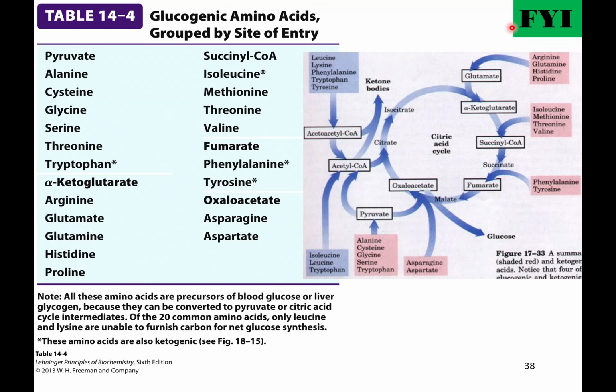This is just a little preview of the citric acid cycle. You don't need to know any of this yet, but this shows the different amino acids that can be fed into the citric acid cycle at given points. And we all know oxaloacetate. If you can convert any of these into oxaloacetate, oxaloacetate can then go into gluconeogenesis.